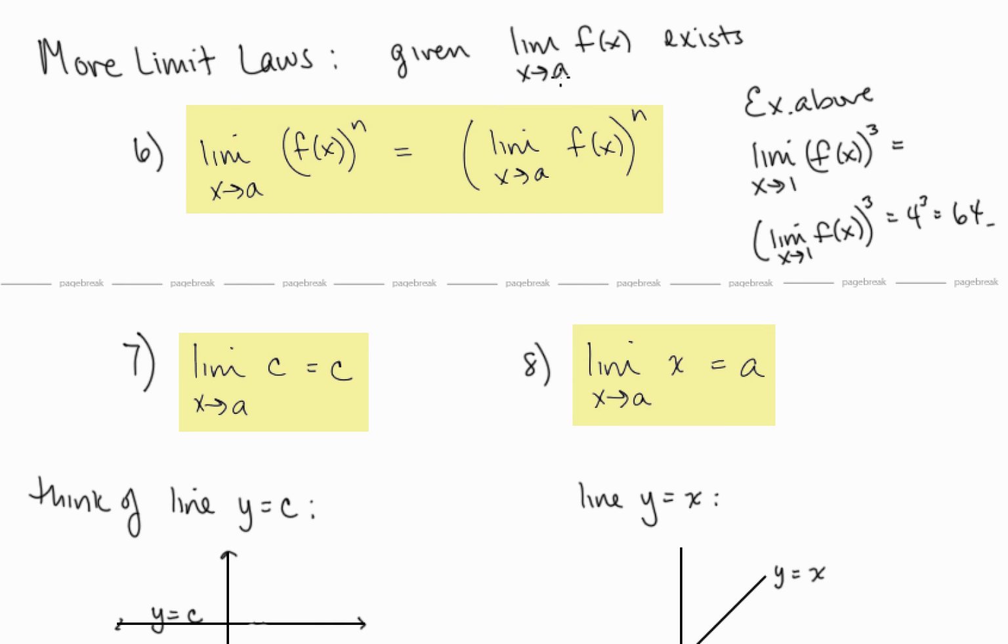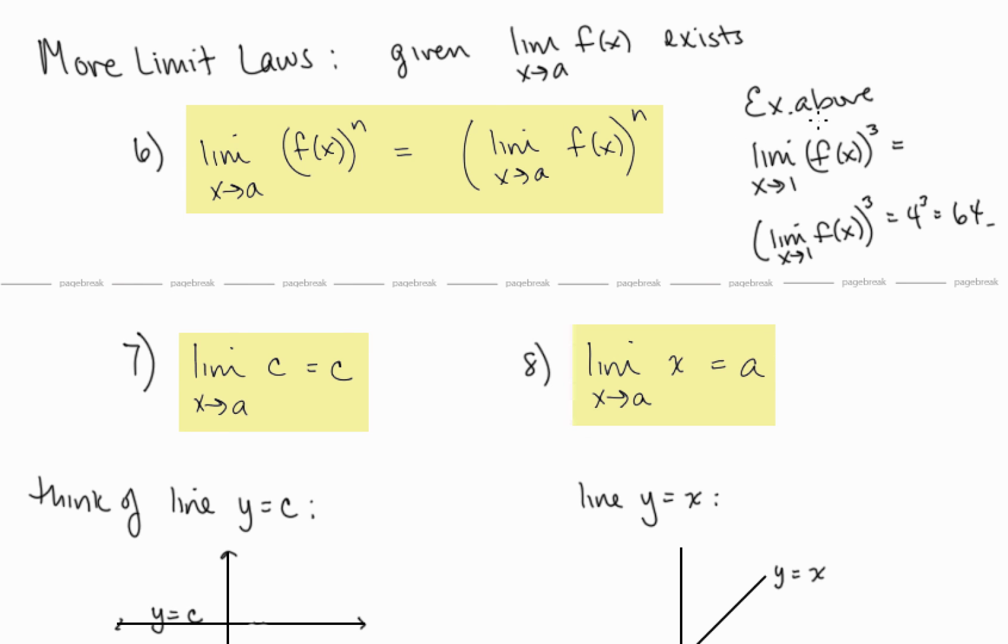Given that the limit as x goes to a of f of x exists, we have the limit as x goes to a of f of x to the nth power is equal to the limit as x goes to a of f of x, that limit taken to the nth power. So essentially what this is saying is that you can push this limit through the nth power operation.